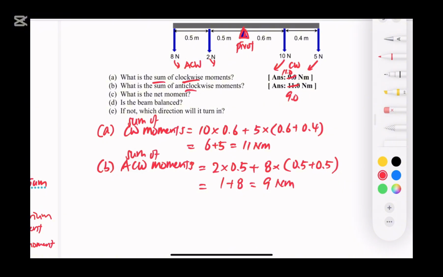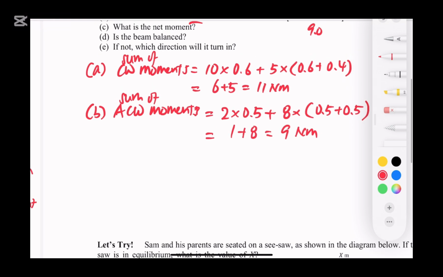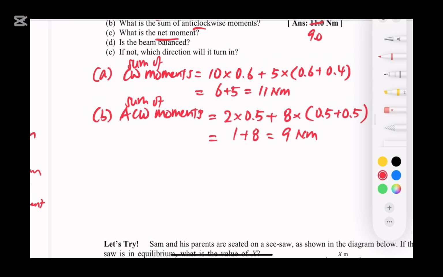Okay, so we're looking at adding the two together. So we have the sum of clockwise and anti-clockwise moments. The next question asks for the net moment, which is the overall effect. Okay, so we can go and calculate the net moment. So we take the biggest number minus the smaller number, yeah. So 11 minus 9, and that gives us 2 Newton meter.